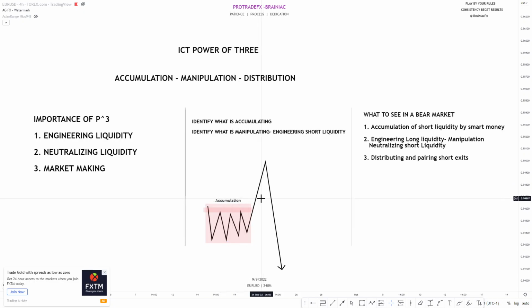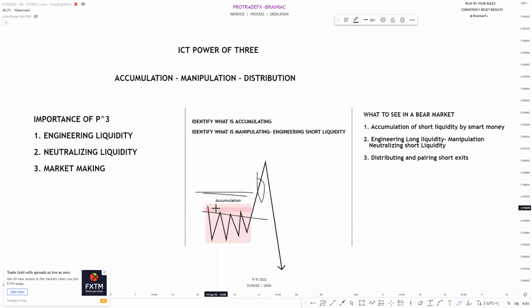Retail starts adding buy positions. So when buy positions are being added into the market, what does smart money do? They distribute price back to the downside to take out retail stops. So identify what is manipulating, which is engineering short liquidity. So this is a manipulation of what? Of the long liquidity. We have long positions sitting above here and they are being engineered by smart money.